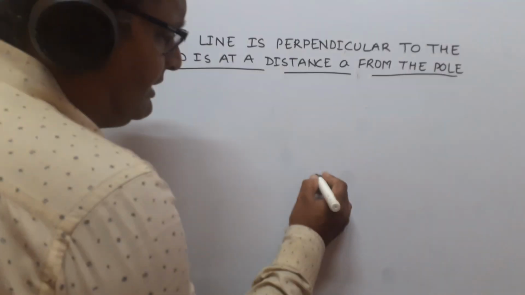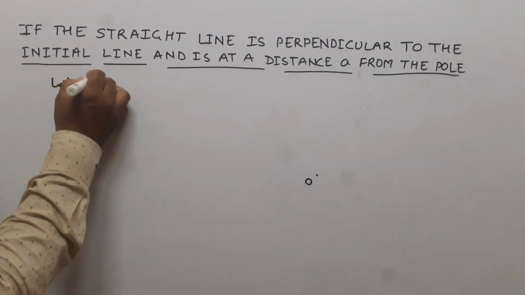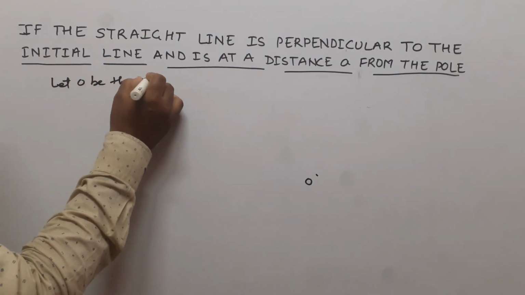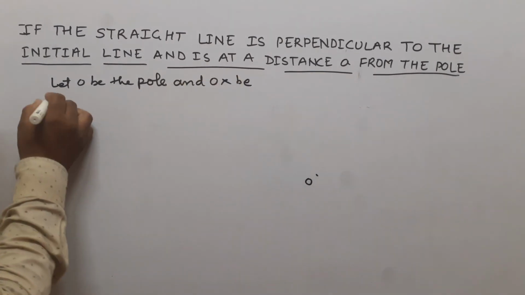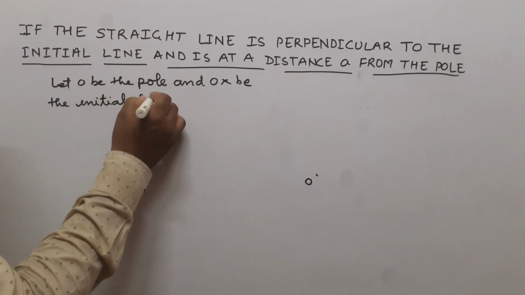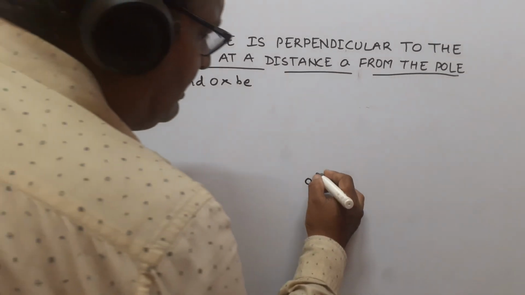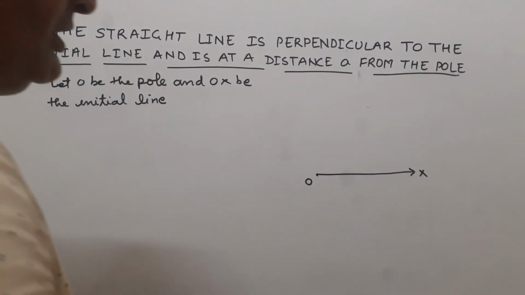Let us suppose that here O be the pole and OX be the initial line. Let us suppose that this OX be the initial line and O be the pole.